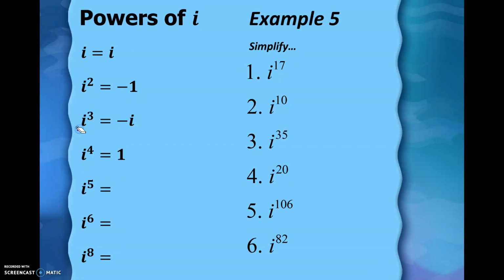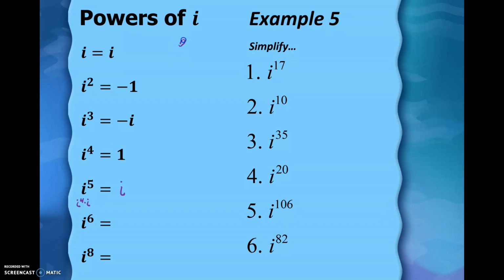i to the fourth is i squared times i squared, so negative 1 times negative 1, which would be positive 1. So i to the fifth would be like i to the fourth, which is 1, times another i, so 1 times another i, which is i. You can do it this way by breaking it up and using these as a guide, or here's the shortcut.